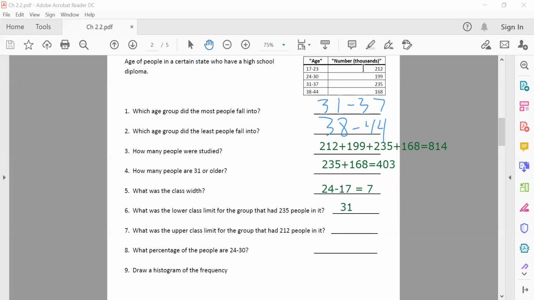212,000. It's this group. The upper limit's 23, the number 23, Jim Carrey's worst movie. What percentage of the people are 24 to 30? Now we need to do a little calculation here. We know there are 814,000 people in total. What percentage of the people are 24 to 30?